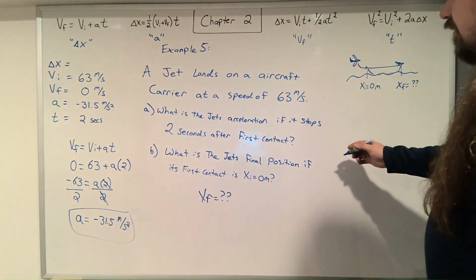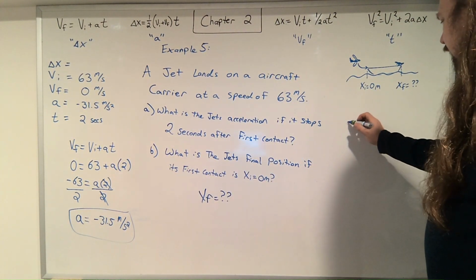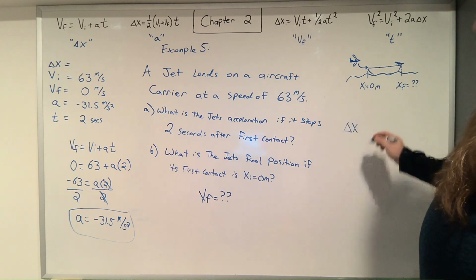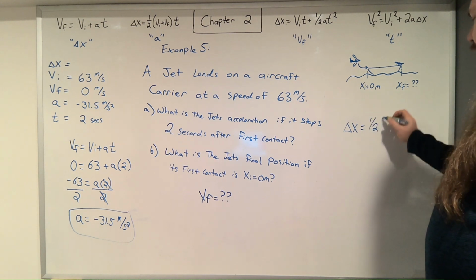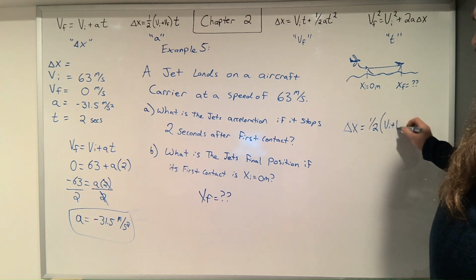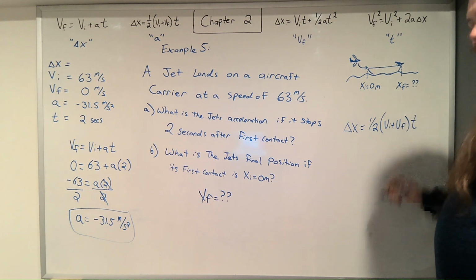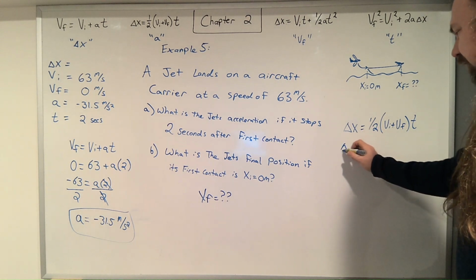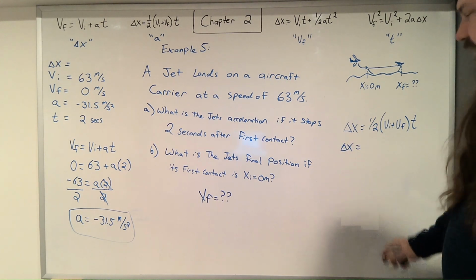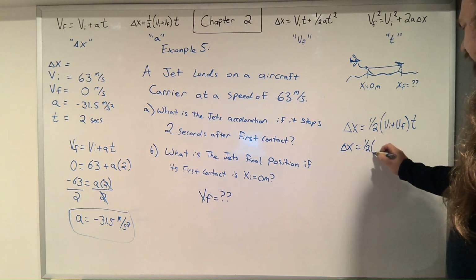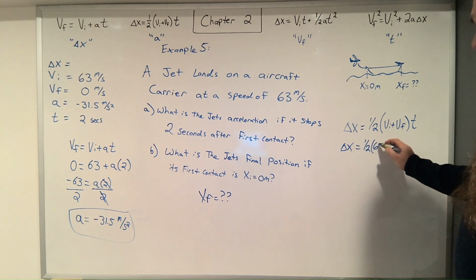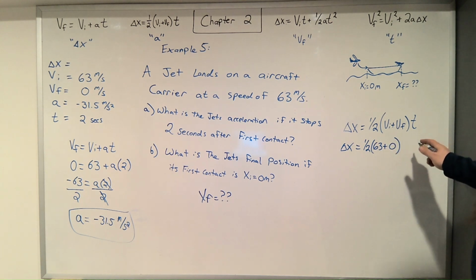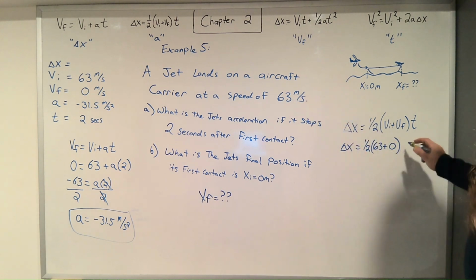And number 2 here is going to tell me that I have a change in x equal to 1/2 (vi plus vf) times t. Okay. Change in x is what I'm looking for, so I'm just going to leave that one alone as change in x. I'm going to add in my 1/2. My initial velocity is 63. My final velocity is 0. And my time is 2 seconds.